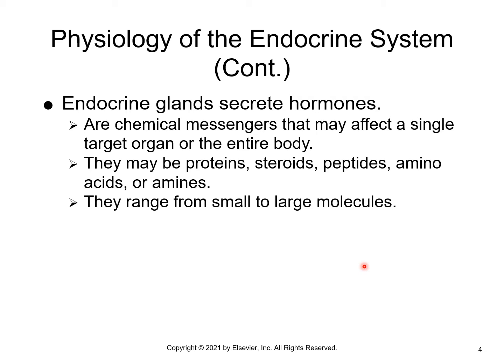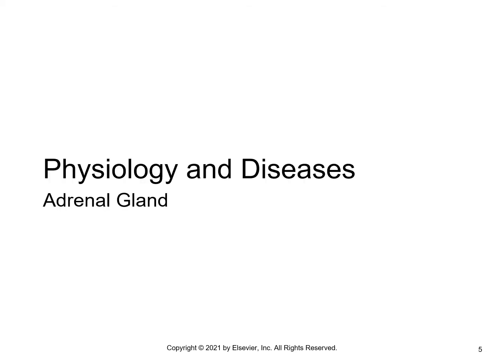Some of the hormones that are excreted by the endocrine glands are proteins, steroids, peptides, amino acids, and amines. They range from very small to large molecules depending on their makeup and their function.